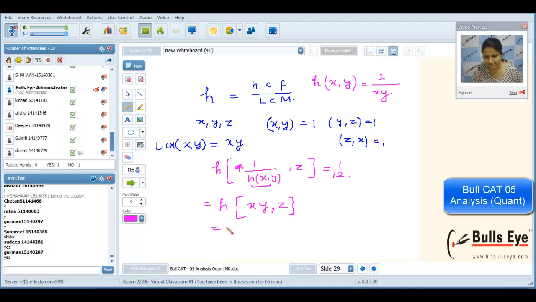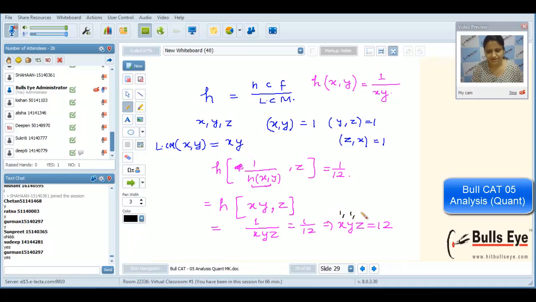Again, I am applying the same thing. So, it will be 1 upon xyz. This should be equal to 1 by 12. So, we will get xyz should be equal to 12. I mean, there should be three numbers whose multiplication is 12. Is it okay? Now, I am writing those numbers.